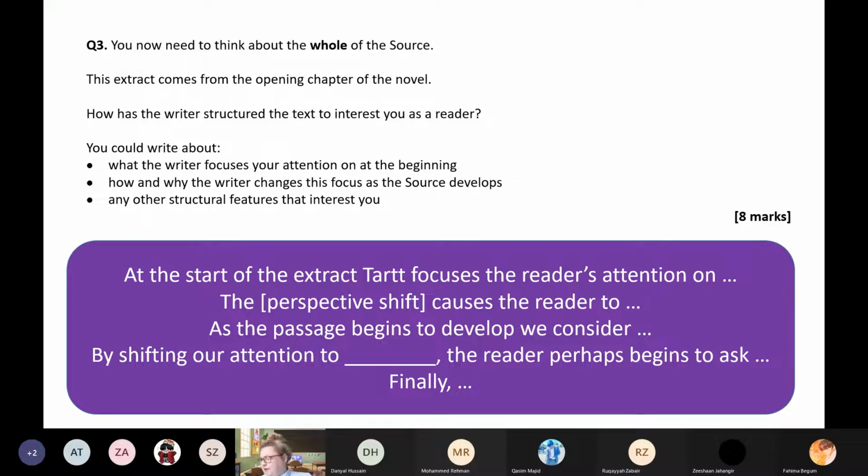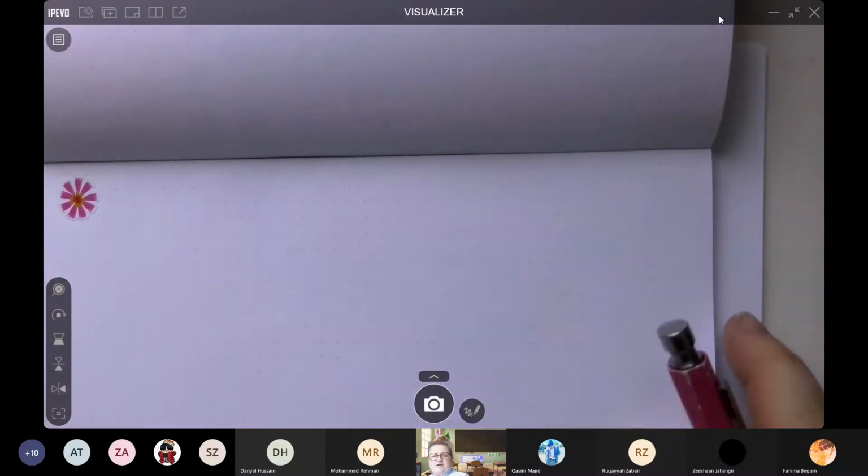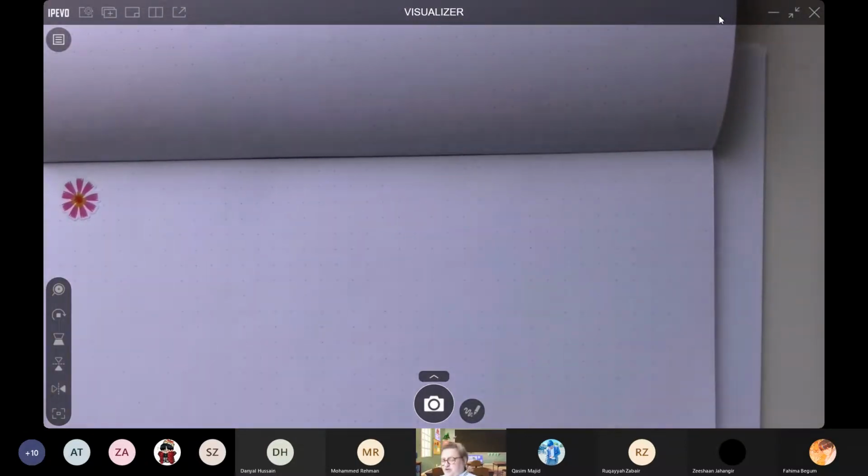So what I want to do very quickly is just do a little bit of modelling so that you can see how we might use some of those sentence starters to help us structure a response. I'm just going to switch the screen over to the visualizer, so please do bear with me. Okay, so you can see here that we've got the copy of the extract that we were looking at, and we're just going to think very quickly about question 3.